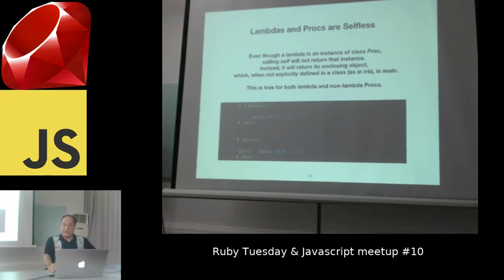Lambdas and procs are selfless. If you output self, you're not going to see anything related to the lambda. It's going to be the context, the object in which it's contained, like here, it's main.